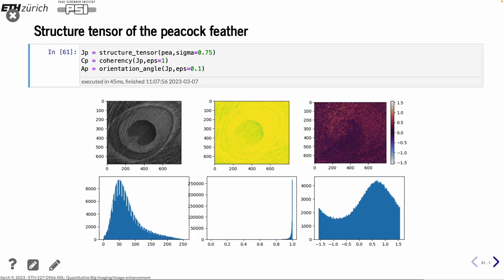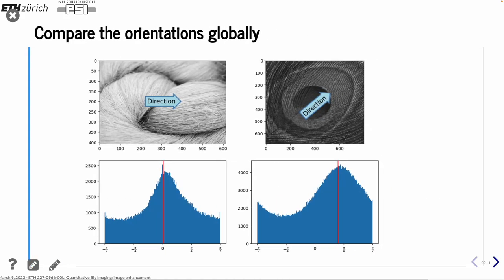And the peacock feather, we do the same. Now you can see that the average orientation is shifted towards about 45 degrees. And now if we compare the two together, first this one, that we have a general direction in this image, which is going left to right. And this one is the general direction moving towards the 45 degrees.